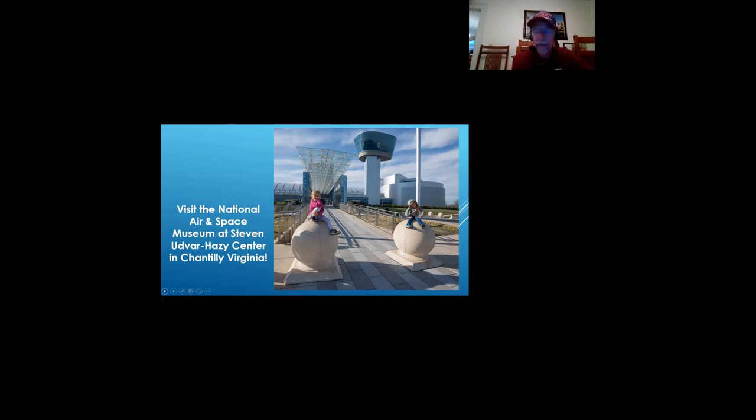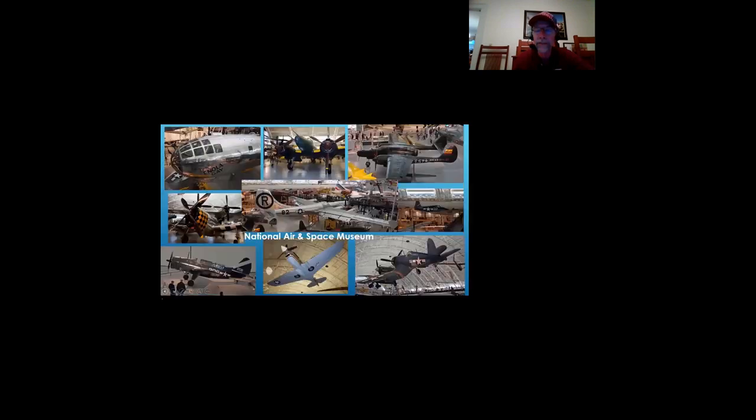Now, here's a place I can highly recommend visiting. This is the National Air and Space Museum at the Stephen Udvar-Hazy Center next to Dulles Airport in Chantilly, Virginia. These are my grandchildren standing guard over the entrance. This is what the interior looks like. There are many warplanes on exhibit from World War II, including the famous or infamous Enola Gay, which dropped the first atomic bomb.